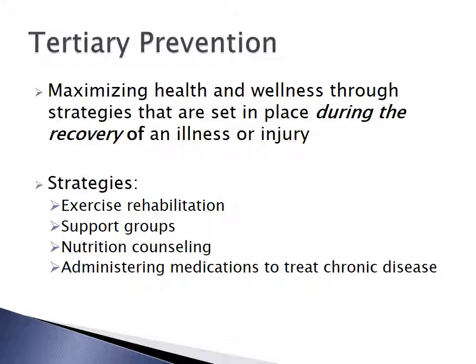Moving on to tertiary prevention. Tertiary prevention is maximizing the health and wellness through strategies that are set in place during the recovery of an illness or injury. Think of tertiary prevention as the long-term management and treatment of patients with chronic disease. Tertiary preventative measures attempt to maintain the quality of life in the presence of chronic disease. Some examples of tertiary prevention measures include exercise rehabilitation, support groups, nutrition counseling, and administering medications to treat the chronic disease. Nurses in community or public health should be aware of the resources that are available to address prevention at all levels.